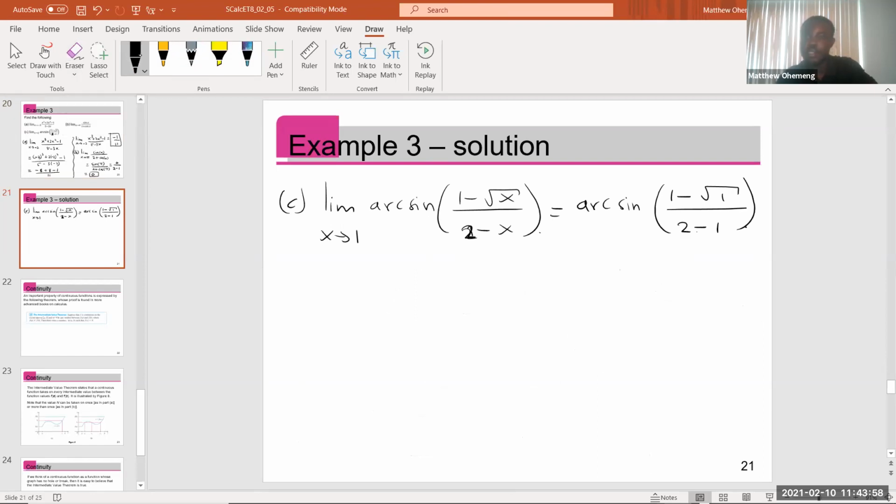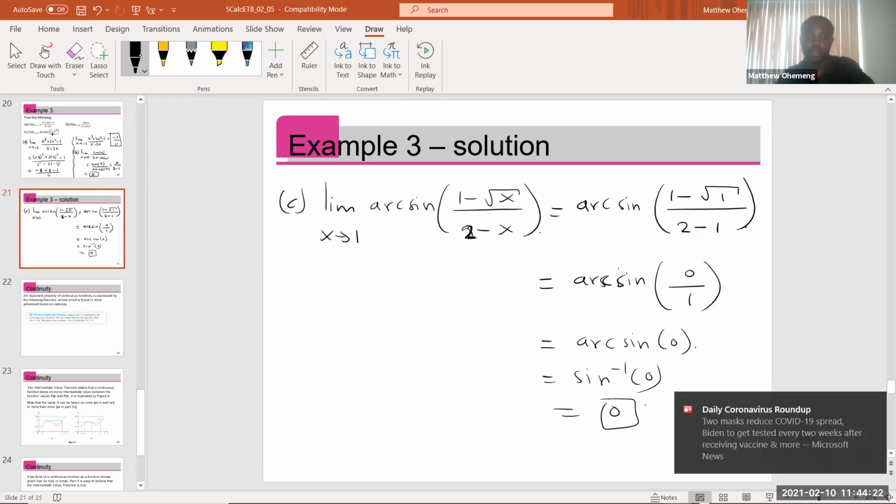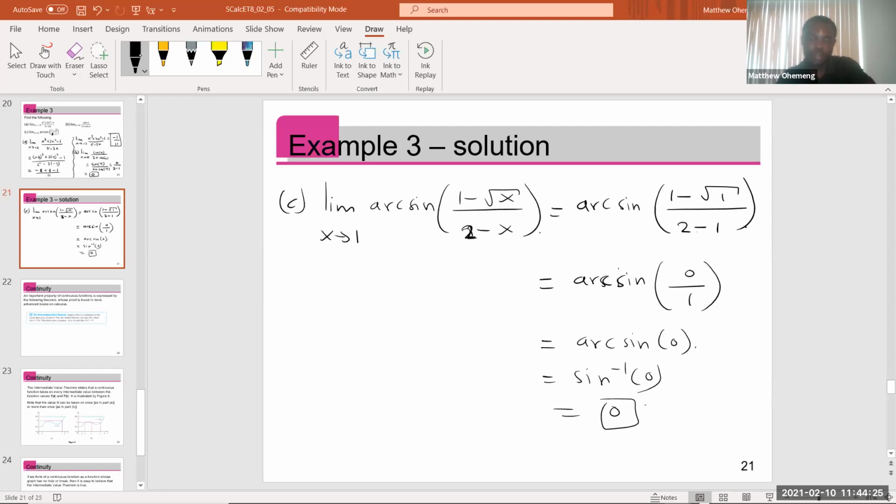So you get something like this, right? What are you getting in the long run? I have arc sine of 1 minus 1 is 0, 0 over 1. So you have arc sine of 0, which is sine inverse of 0. Sine inverse of 0 is just 0. That one too, no issues. Are you okay with this? So for continuous functions, you just end up plugging in without it coming up with issues. So that's a continuous function. Any questions here?